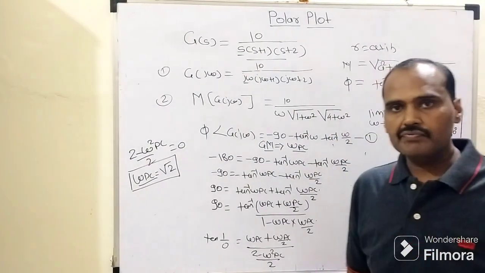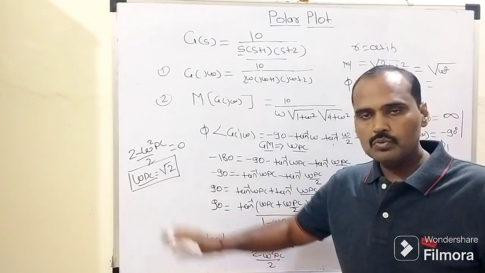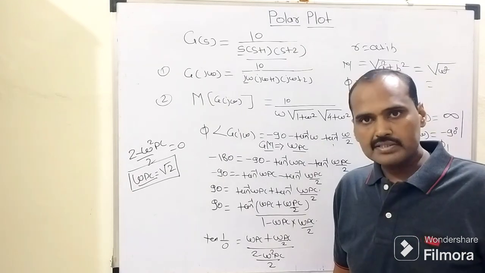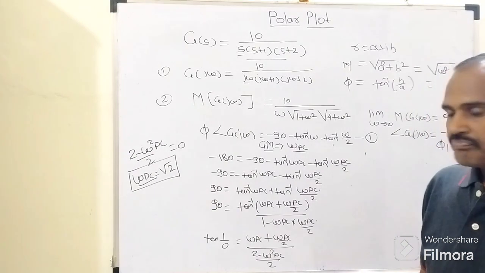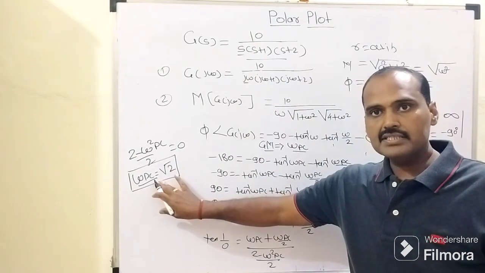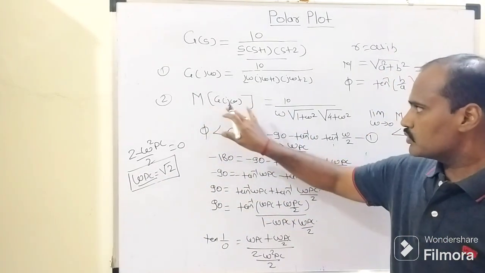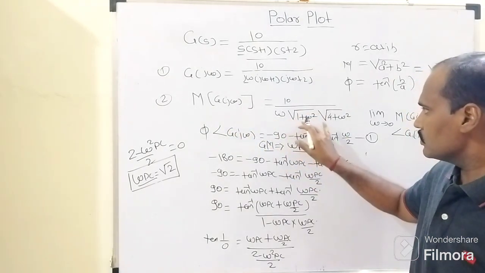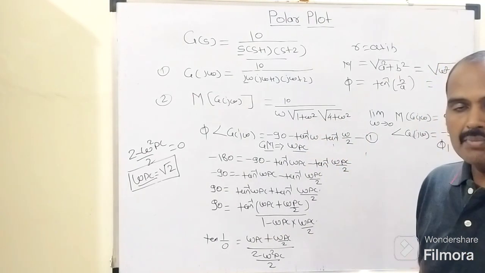Okay friends, so once the phase crossover frequency omega pc equals to root 2 is tabulated, in order to decide its overall stability moving towards its gain margin, we need to substitute this omega pc as omega in this magnitude statement. The magnitude statement is like this: the magnitude of g of j omega equals to 10 upon omega into square root of 1 plus omega square into square root of 4 plus omega square.